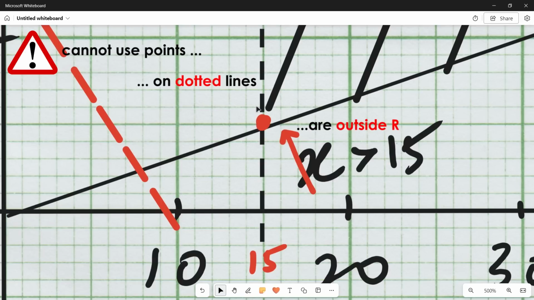Another point can be on top of the original point, which is here, but still it is on the dotted lines, so we cannot select this one. So the only one that we can select is this point. As you can see, it is inside the region R, and also it is not on the dotted line. So this would be our minimum point.